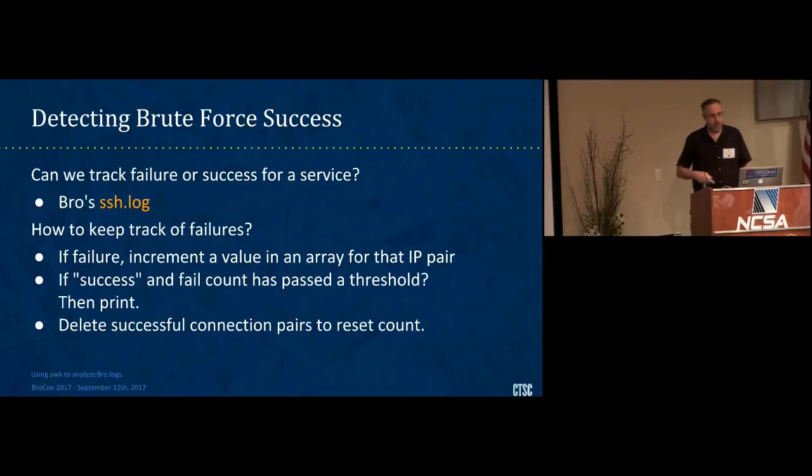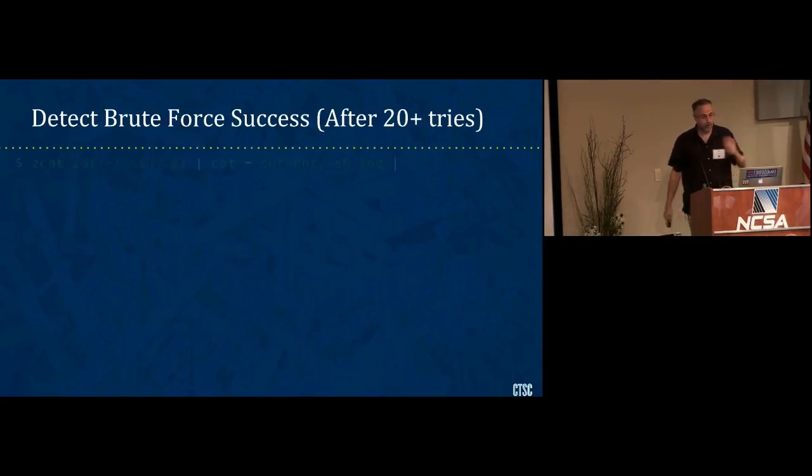And then if you have a successful connection, then delete the pairs so that we don't end up catching people who fail a lot before they succeed and stuff like that. They might fail 3 times and then succeed. You don't want to catch that, so you'd want to delete the successful connection pairs to reset the count. We only care if 20 or more failures happen, then a success happens.